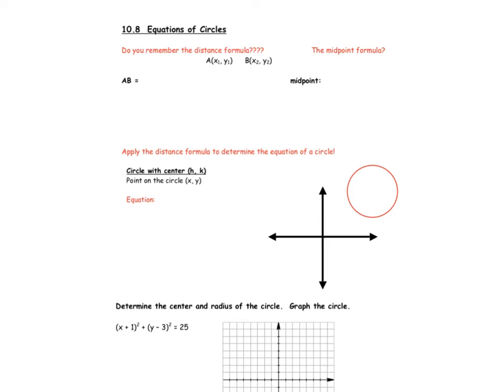Hello, welcome to the 10-8 notes where we are going to learn how to write equations of circles. So before we begin, we're just going to do a little bit of review from chapter 1, and that is the distance formula and the midpoint formula, because we are going to use those quite a bit in this section.